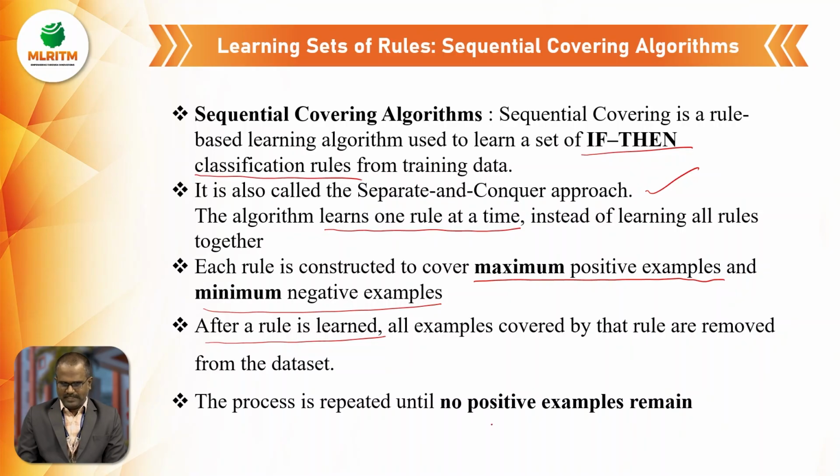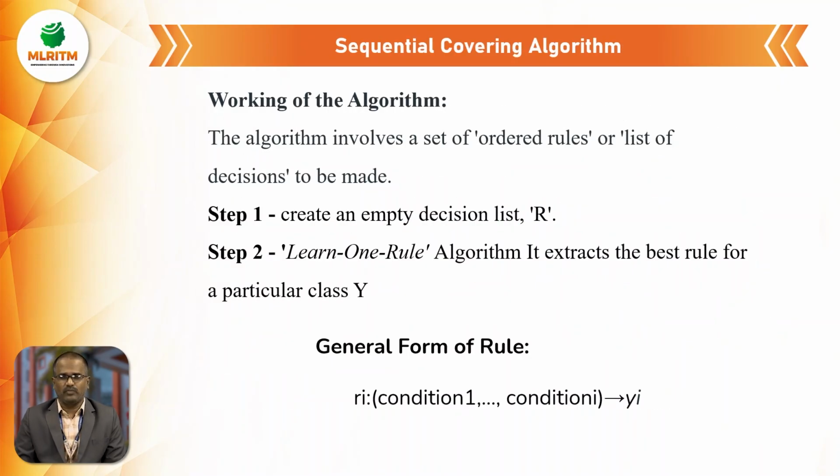This process is repeated until no positive examples remain in the dataset. This is the sequential covering algorithm. Now we will go through the working of the algorithm. The algorithm involves a set of ordered rules, a list of decisions to be made.